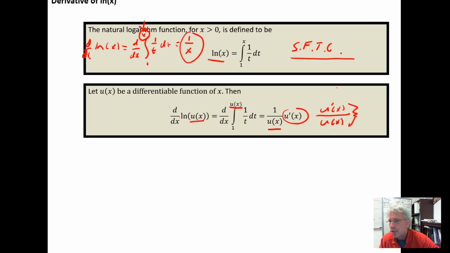In the subsequent videos, the next 3 videos, we'll show examples of finding derivatives of natural log functions or functions involving the natural logarithm.